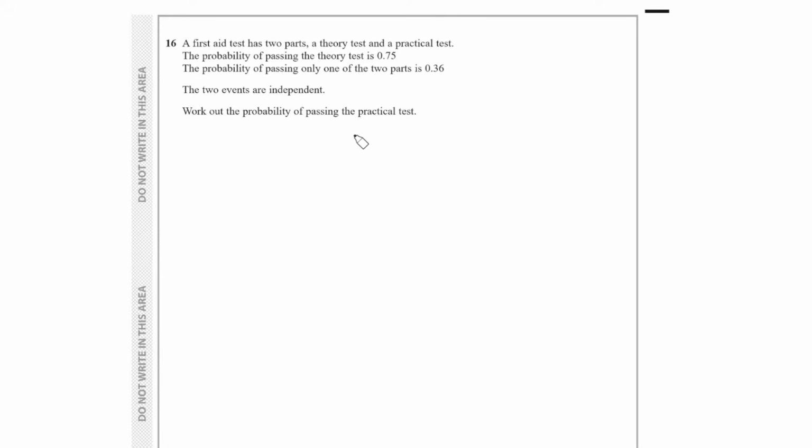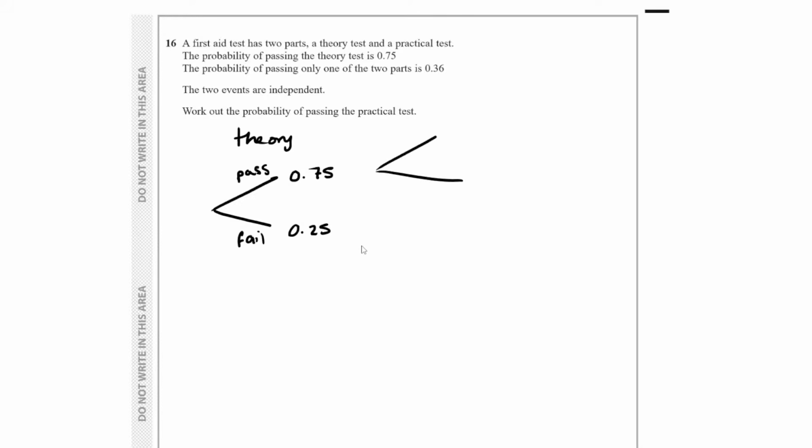Alright, so this one, I am thinking about it as a probability tree. That's just how I like to look at it. First of all, you have to do the theory. We know the theory pass is 0.75, so I might as well fill that out. If I fail the theory, what's the chance of that? It has to add up to 1, so that would be the other 0.25. That bit's fine.